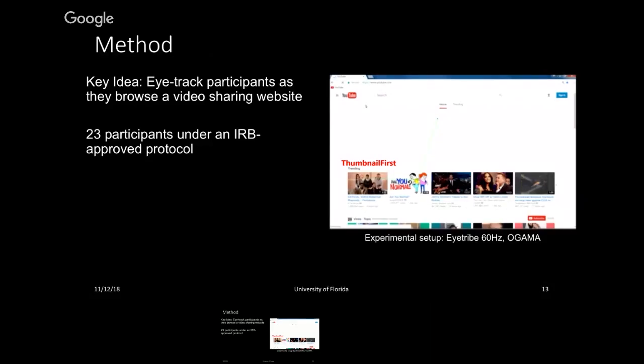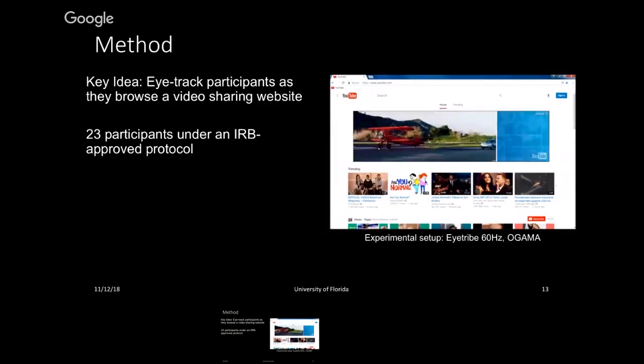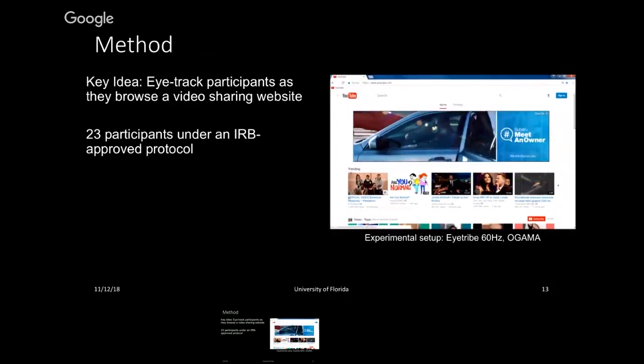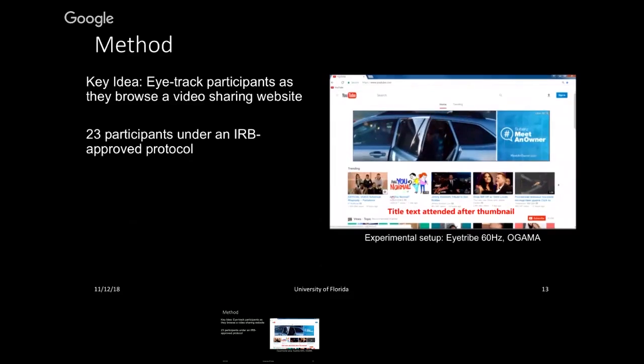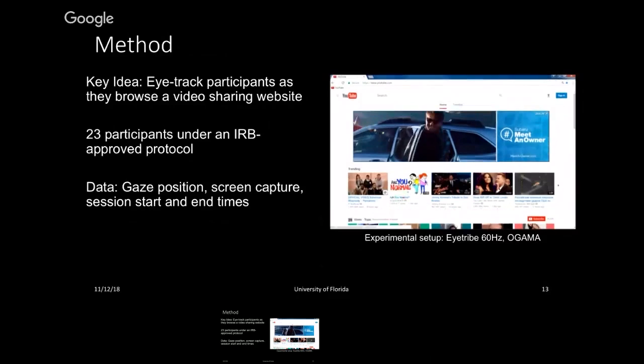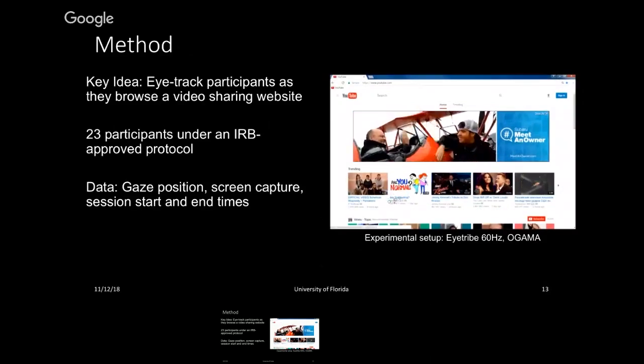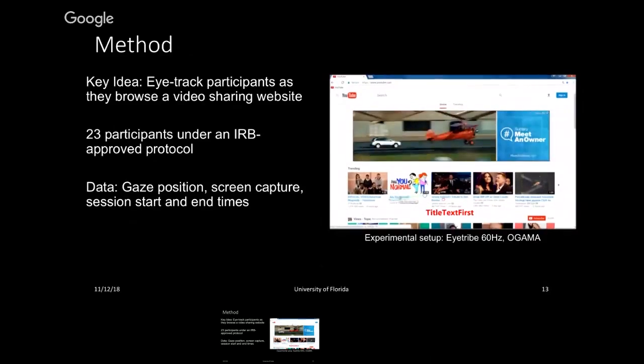So what you'll see is a circle over here that marks their gaze. It's a little bit faint over here. And you'll see that we have annotated events such as title text attended first, thumbnail attended first, and so on. We collected gaze position, we collected screen capture, and we collected session start and end times.